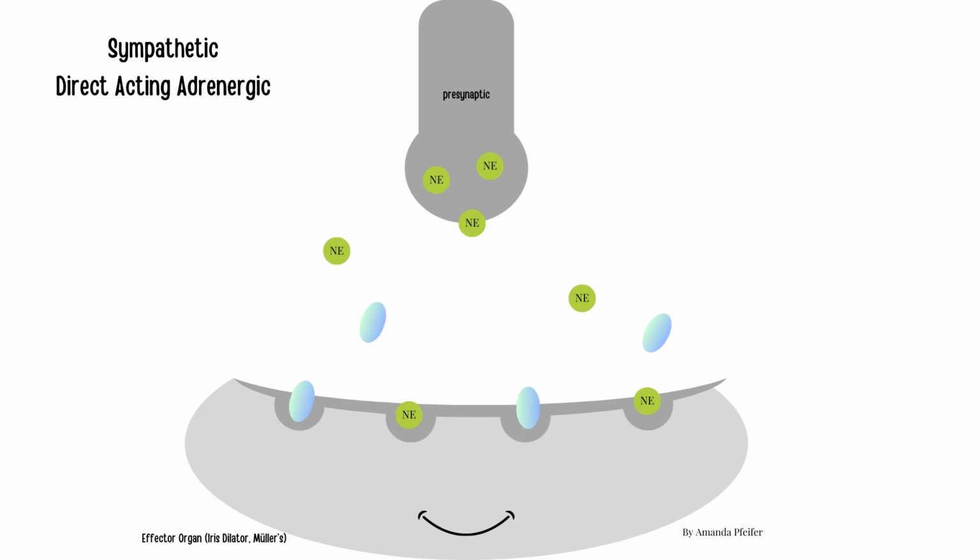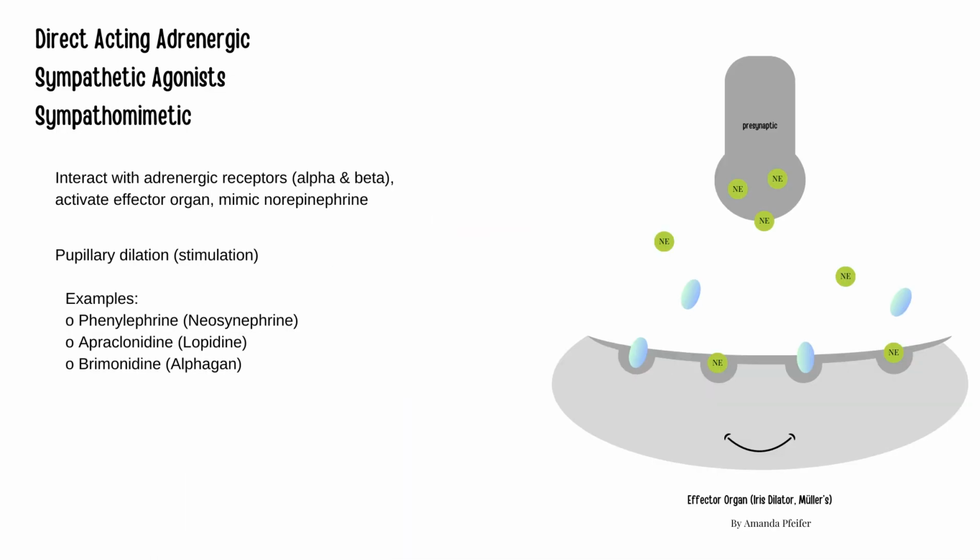So the adrenergic drug directly interacts with the postsynaptic alpha 1 and beta receptors on the target effector organ, activating the organ in a similar fashion as norepinephrine would. In summary, there's 3 different names that you can use for this drug. One is direct-acting adrenergic. We have sympathetic agonist and sympathomimetic.